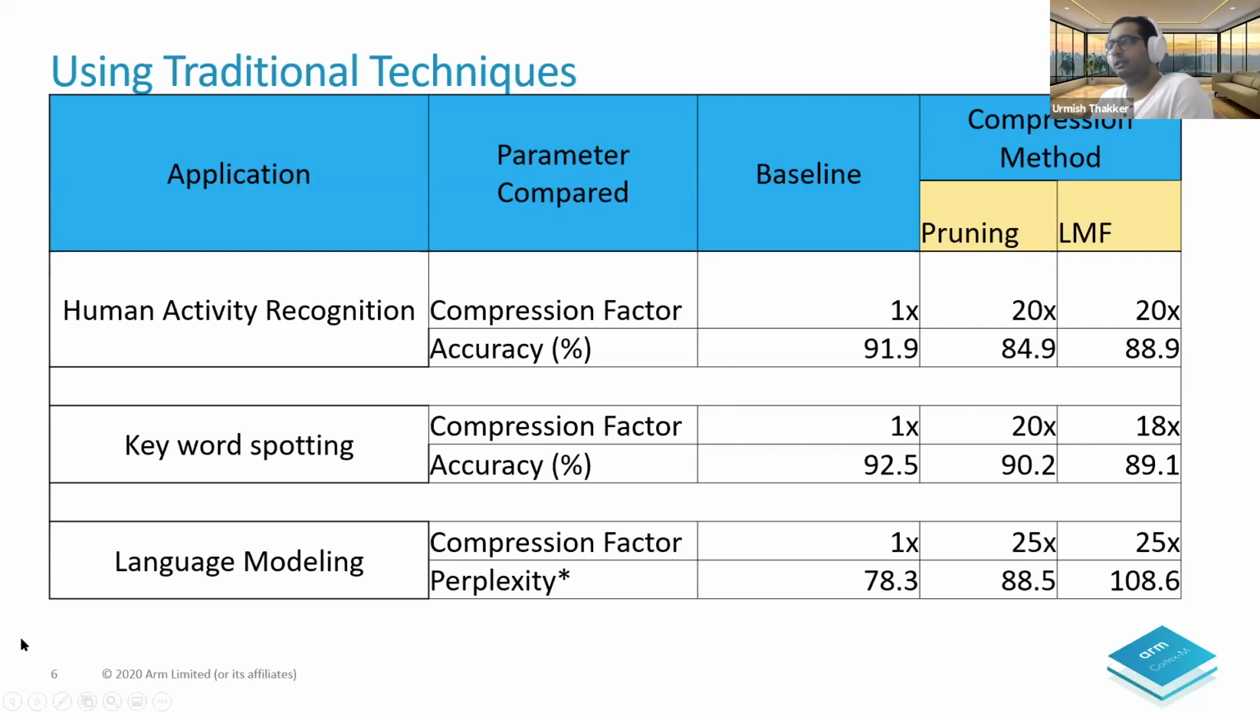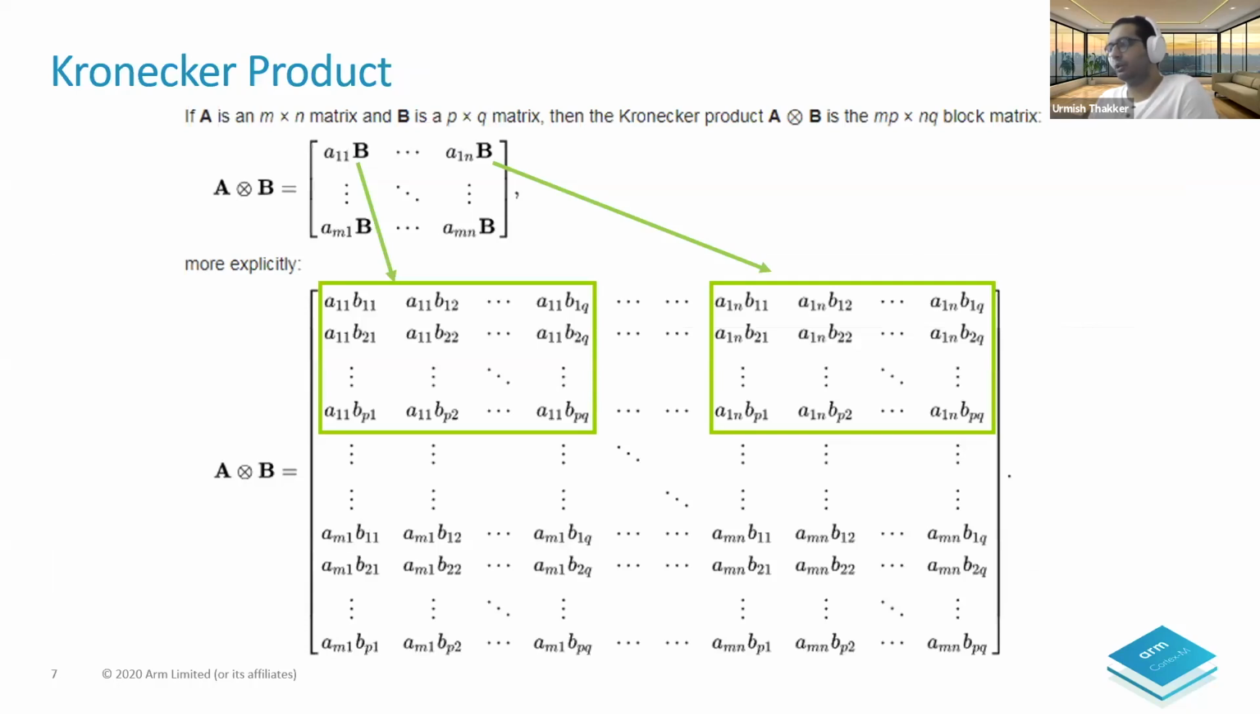And the story remains the same when you're talking about LMF. So none of these traditional compression technologies are good enough for us to compress networks by these large factors. That's what motivated us to look beyond them and see what we can find. And that's when we ran into Kronecker Products.